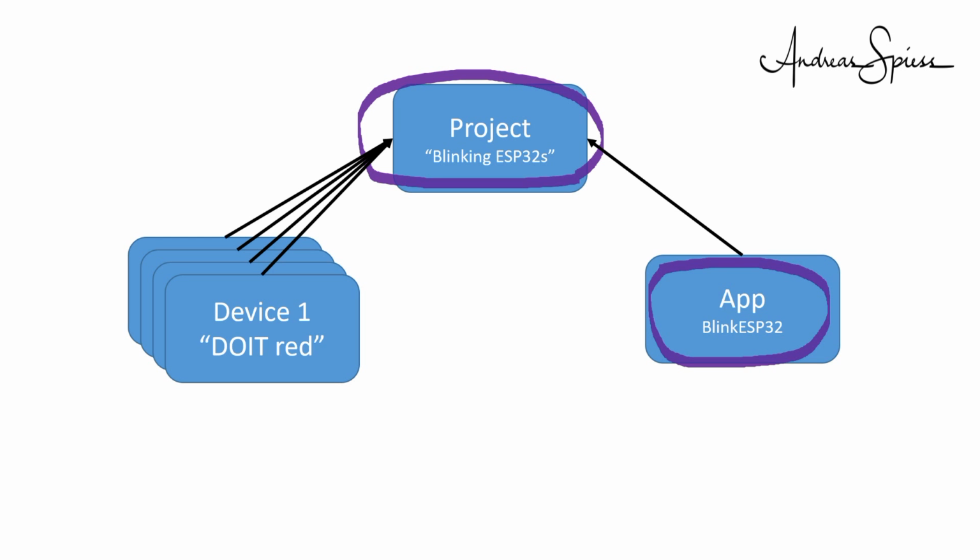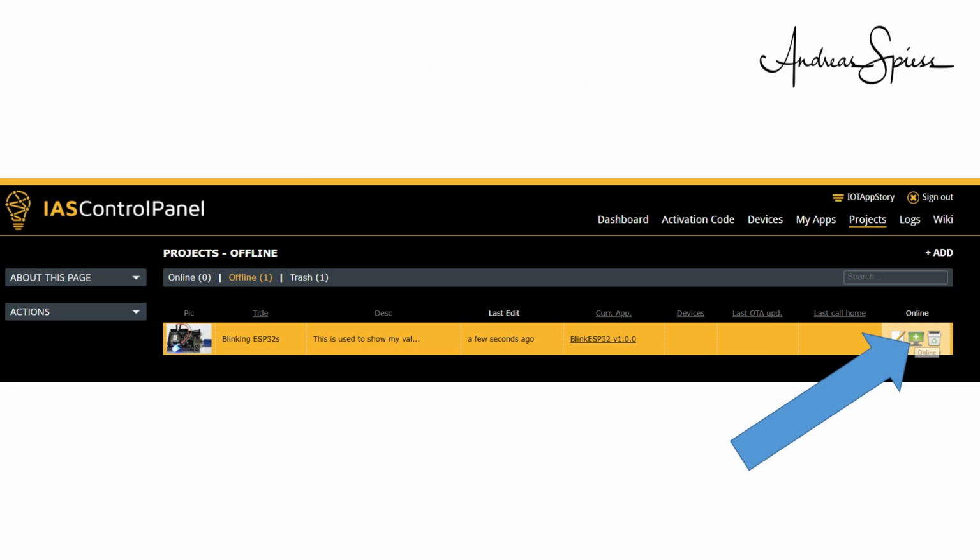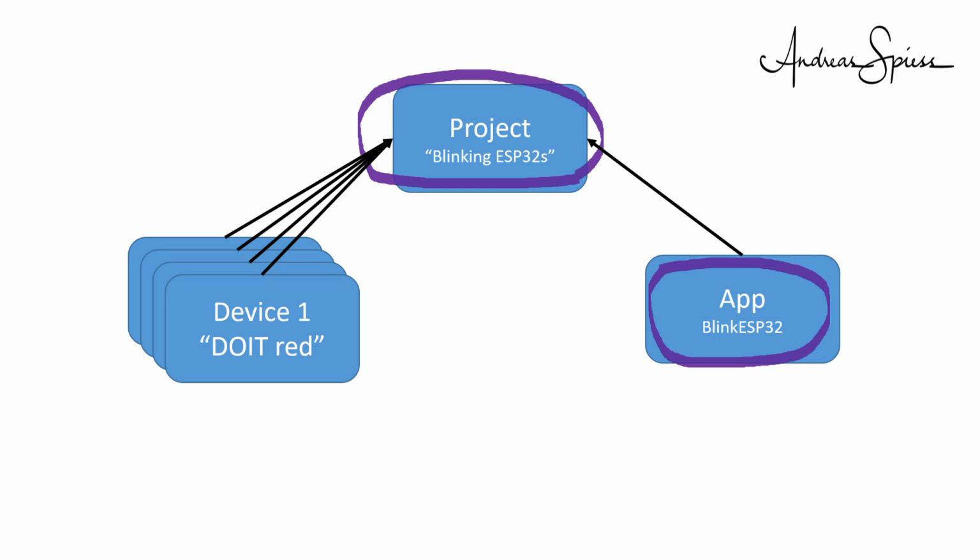Because we have no device registered yet, we save this project for future use, and we set it to online or productive. To make sure the software on your device can only be changed by you, we have to create a tight connection between the device and the backend. This is done by registering our ESP32 to IOTAppstory.com.